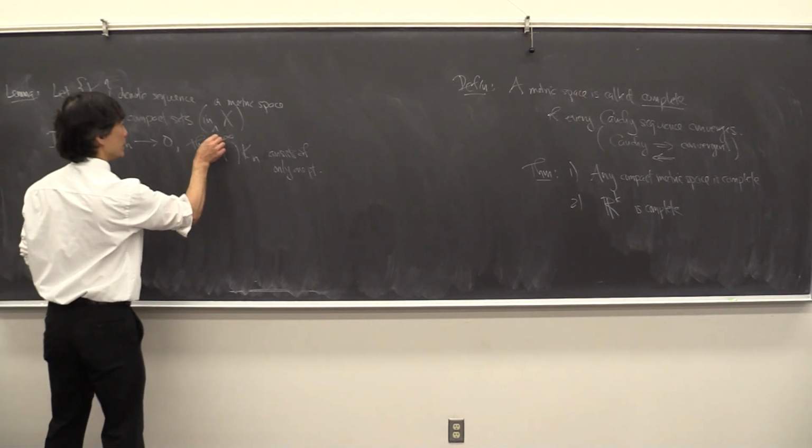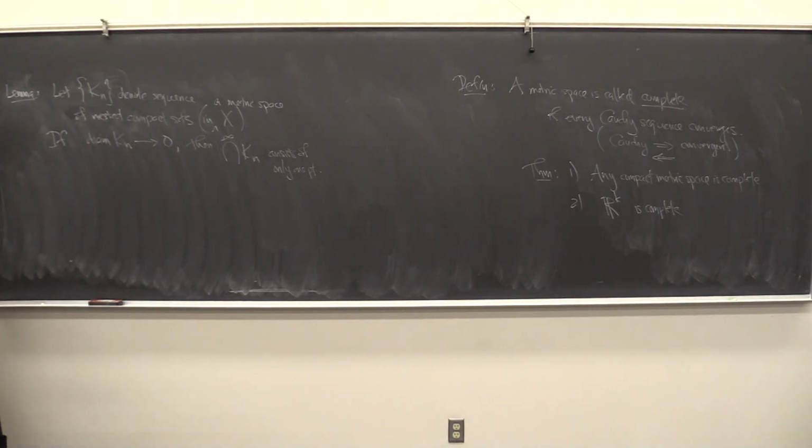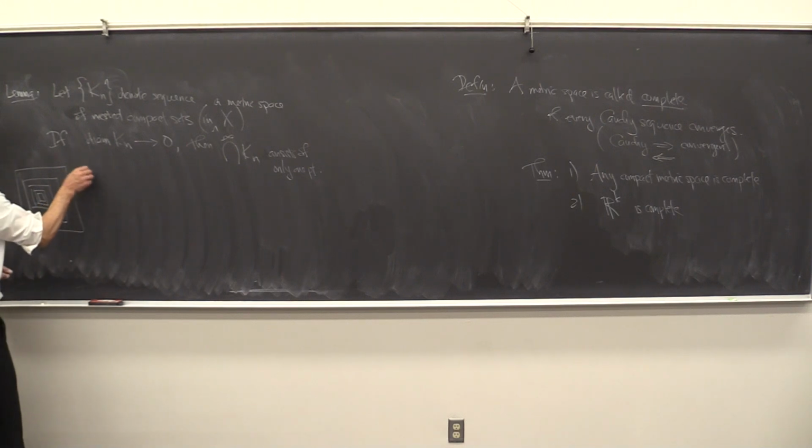Then the infinite intersection consists of only one point. So you've got these compact sets, and they're nested, and the diameter goes to 0, and we're saying that if you intersect all of them, you're going to get one and only one point. Part of this we did already.